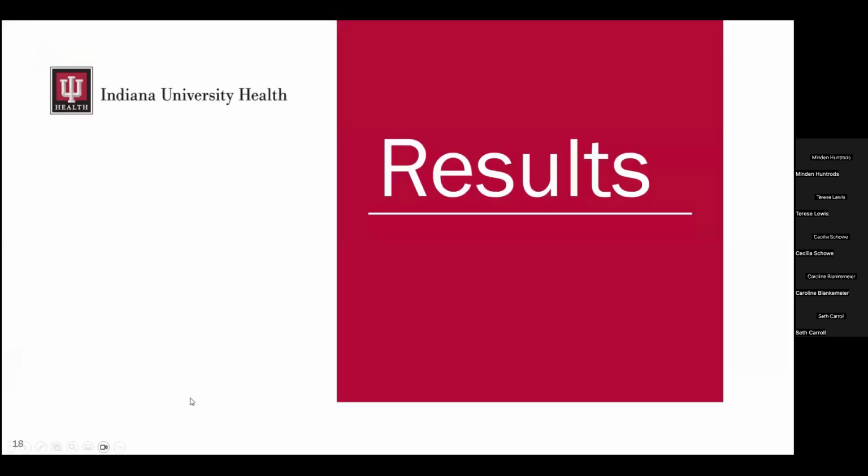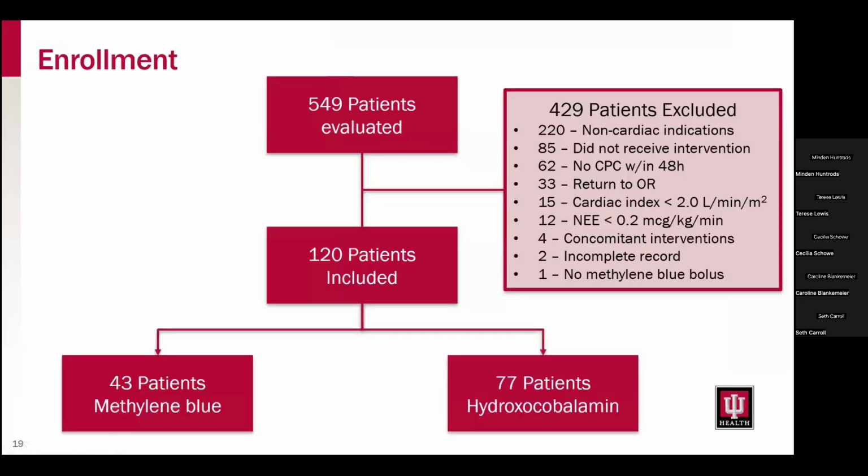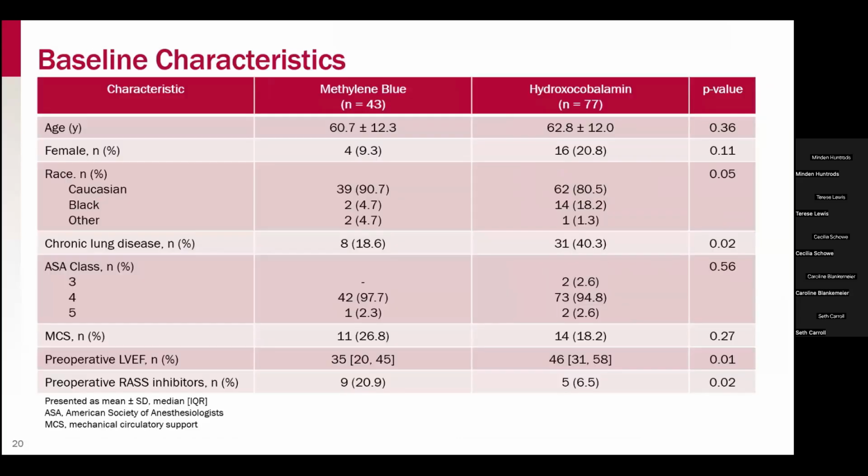bypass. And then for the results of this study, 549 patients were evaluated for inclusion, and 429 patients were excluded. Most commonly, they were excluded for receiving methylene blue or hydroxocobalamin for non-cardiac indications, or they actually did not receive the intervention. And this left us with 120 patients included, with 43 patients receiving methylene blue, and then 77 patients receiving hydroxocobalamin. For baseline characteristics, on average, patients were around 60 years old.